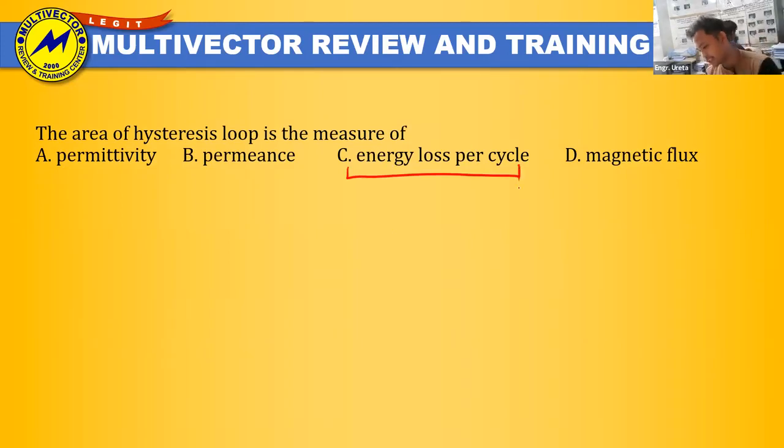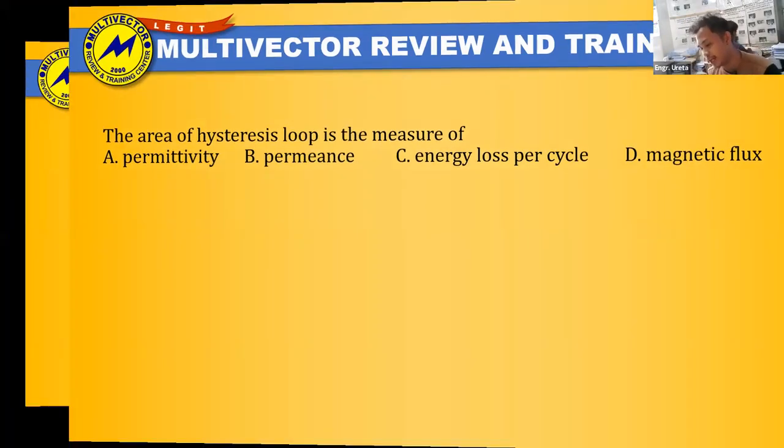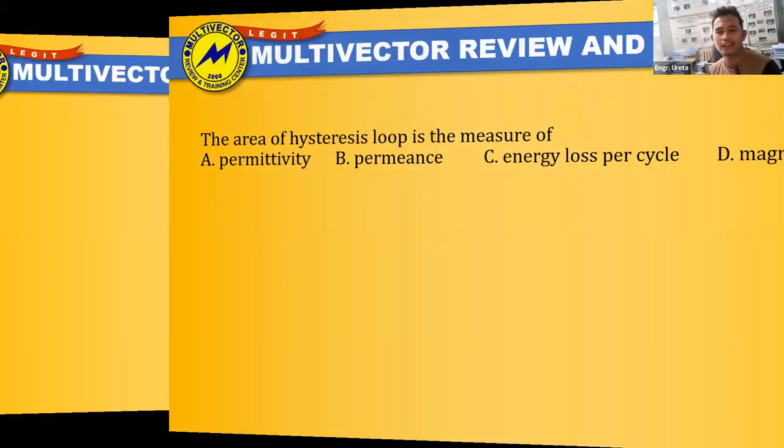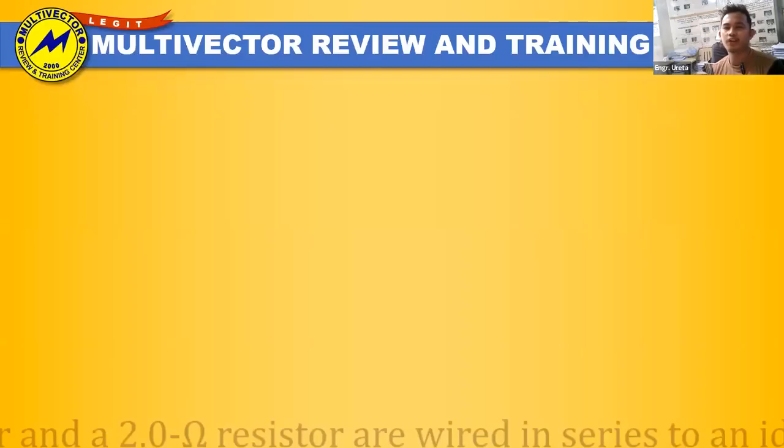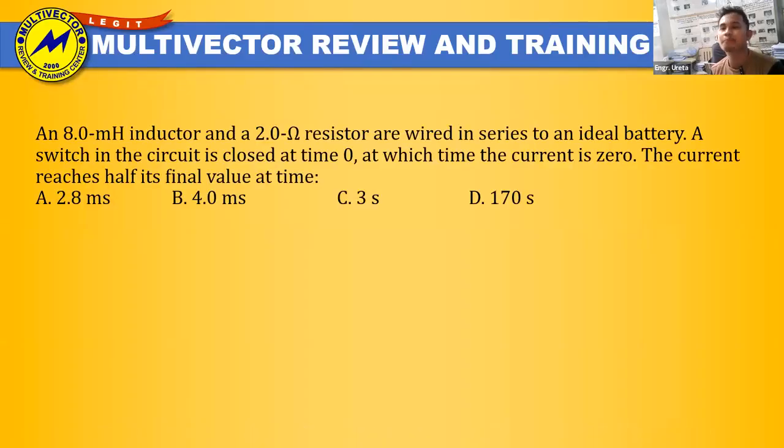Okay, so next, 72. Problem number 72, an 8 millihenry inductor and 2 ohm resistor are wired in series to ideal battery. A switch in the circuit is closed, no? So under initiation circuit ng transient, at which time the current is 0. The current reaches its final half value at time is equals to blank.